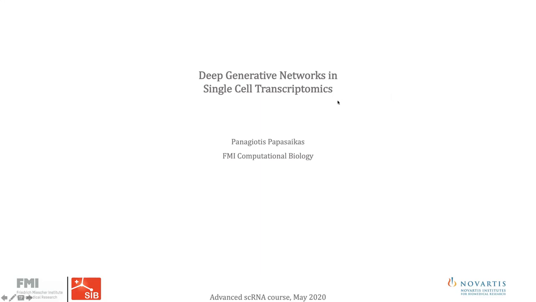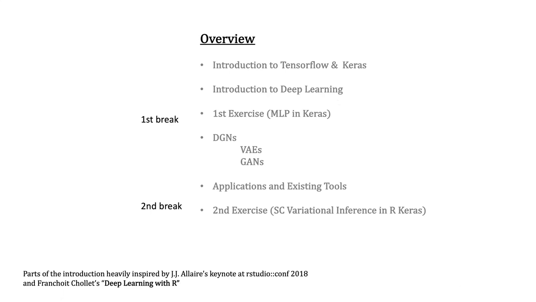Okay, so let's see how this section is going to go. So this is the overview. I'm going to start with a brief introduction to the TensorFlow and Keras backends for deep learning and machine learning analysis. Then I'll do a short introduction to deep learning and what we mean by deep learning. At that point, we'll stop to have the first exercise, which is implementing a very simple model, which is called the multi-layer perceptron in Keras. And we'll see how this model can be implemented either using the R Keras API or the Python Keras API.